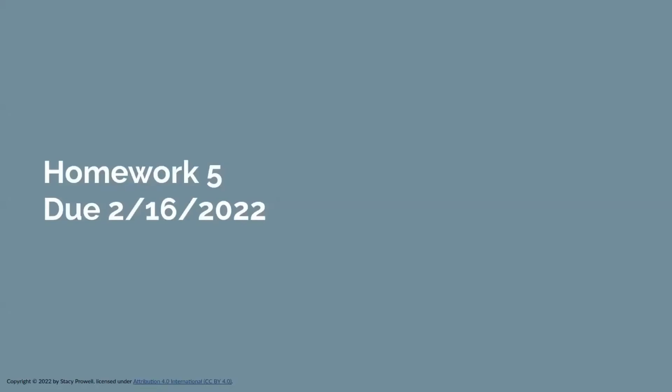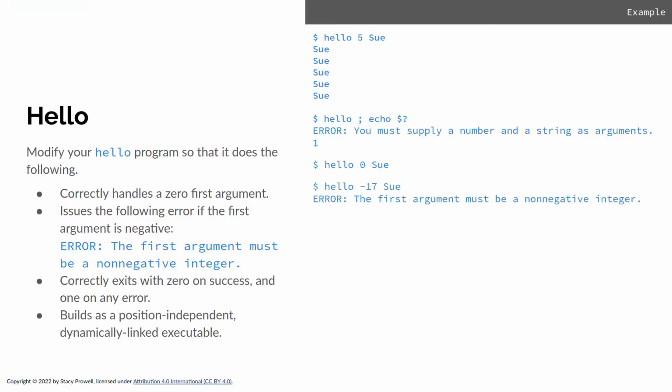There was homework due today. And the homework was to take your Hello program and change it from a program that used main and was built with the C runtime to one that was built to just be its own little process without the C runtime in it. And along the way to check the arguments and to become a position independent, dynamically linked executable.